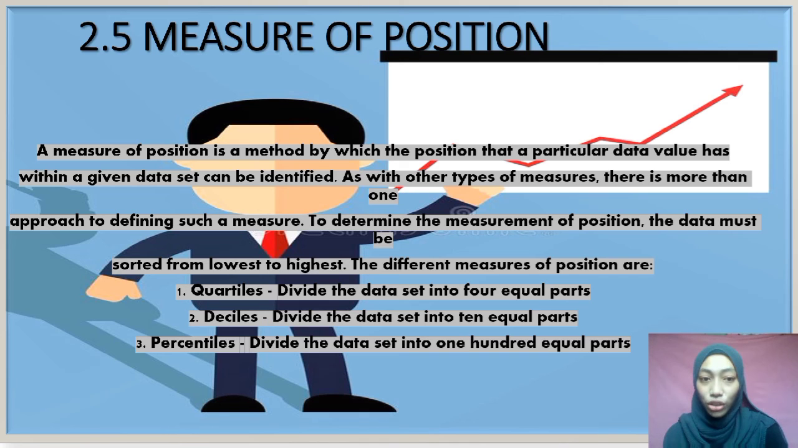Measure of position. A measure of position is a method by which the position that a particular data value has within a given data set can be identified. As with other types of measures, there is more than one approach to defining such a measure. To determine the measure of position, the data must be sorted from lowest to highest.